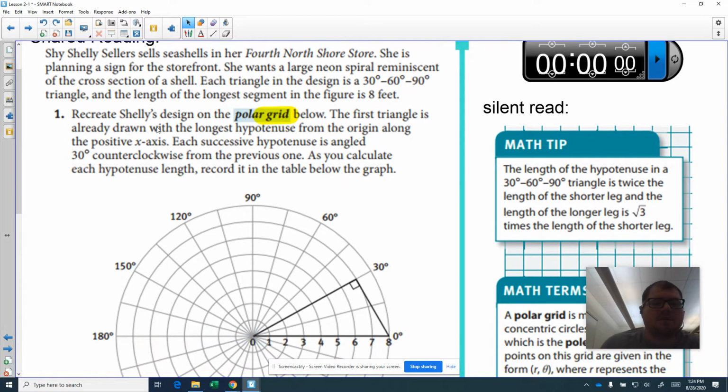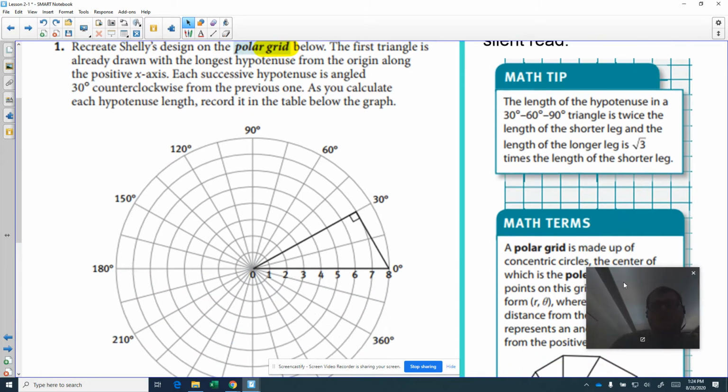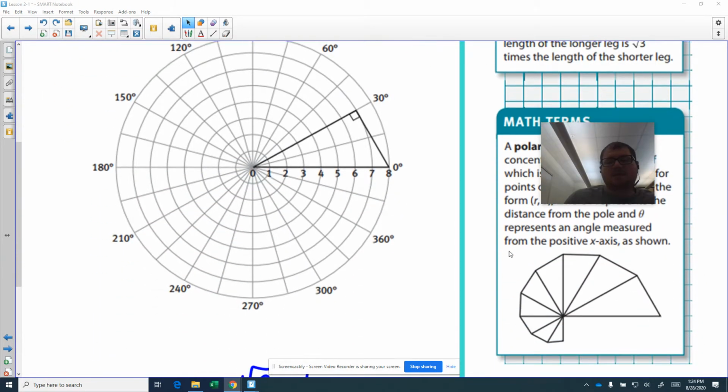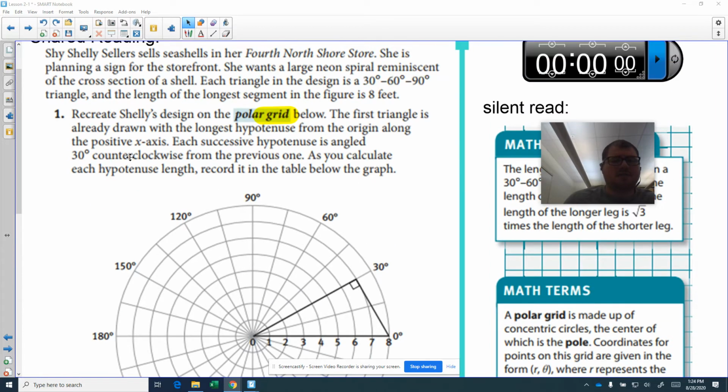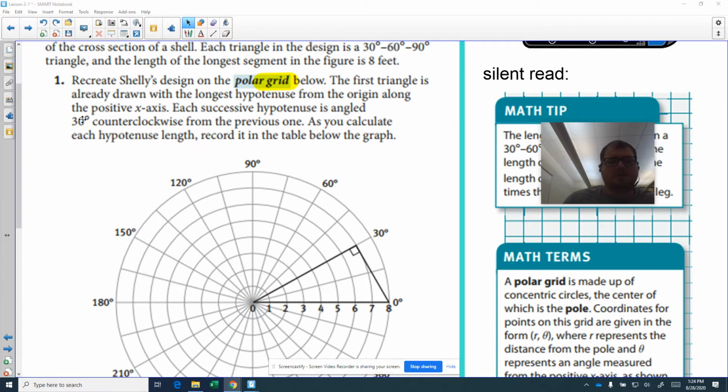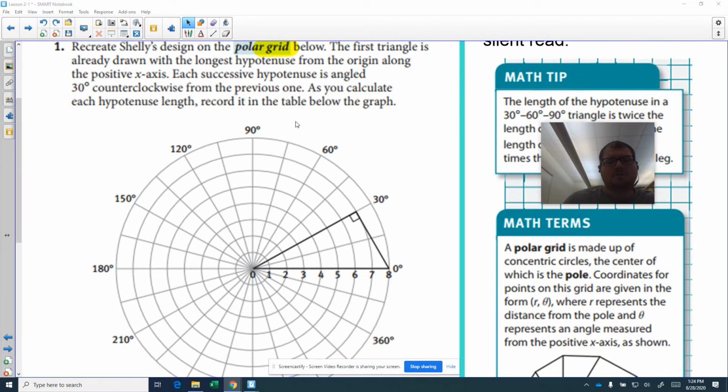So here's the thing, we're going to start off. Shelley is basically creating a design, okay? Basically, the design is going to look like this, where we start with the original triangle, and around the polar grid, we're going to get smaller and smaller and smaller, developing more triangles. And she wants to do this at a 30-degree counterclockwise rotation. So she wants to create another triangle 30 degrees counterclockwise from the previous one, okay?